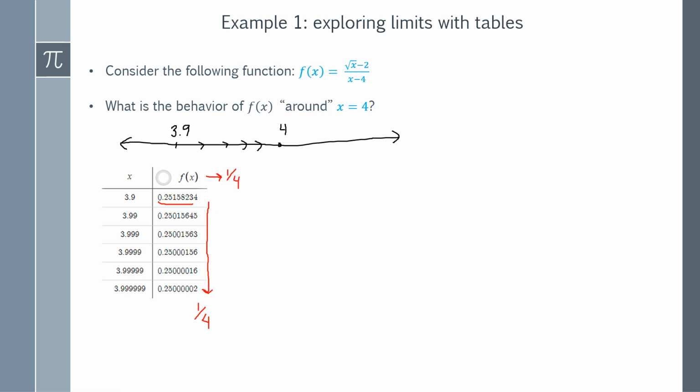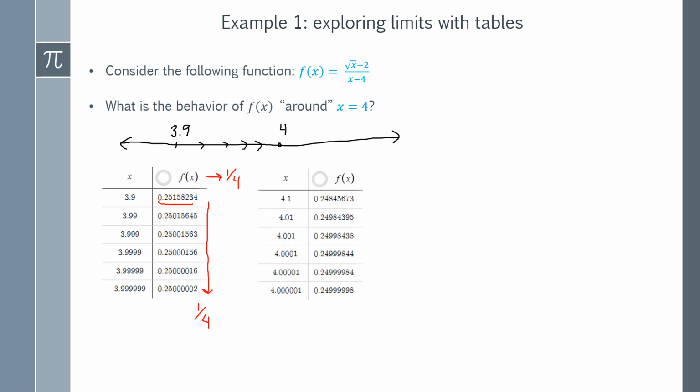Now let's take a look at what this function looks like as we're approaching 4 from the right side. Okay, what would that look like? So now I'm going to start at 4.1. So let's say somewhere over here. And now I am decreasing the values of x.